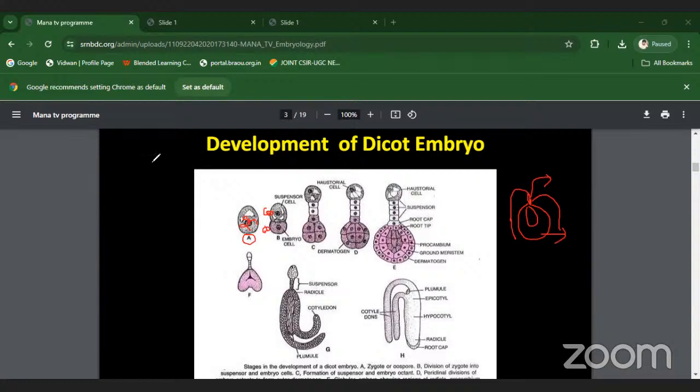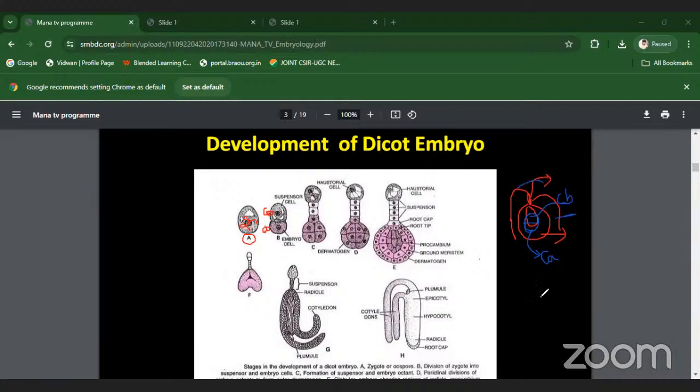For example, this is the zygote, a single cell. After transverse division, two cells are formed. The chalaza side is called CA, the apical cell, remember it. The micropylar side is called CB, the basal cell.